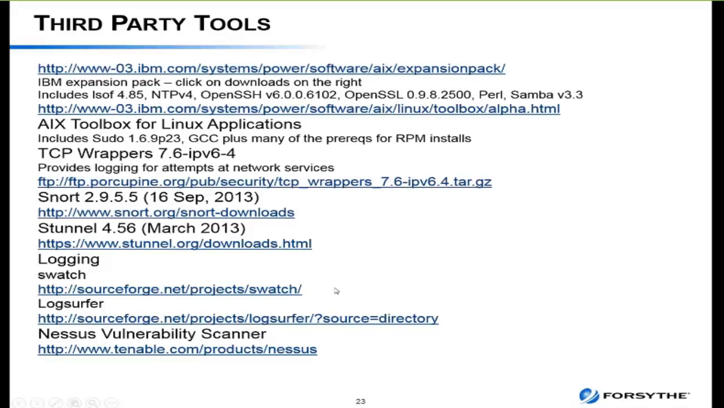These you will need to compile. And then lastly is the Nessus Vulnerability Scanner. That is a network scanner, so again, just like with Snort, you should check with your security department before running it. There's a very good chance they have it anyway.